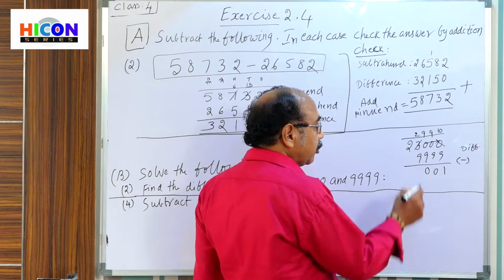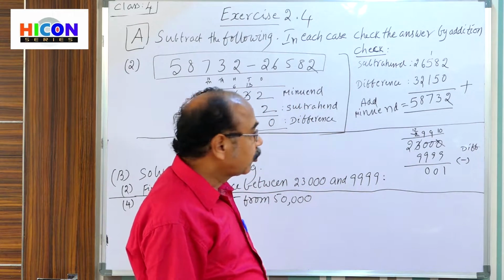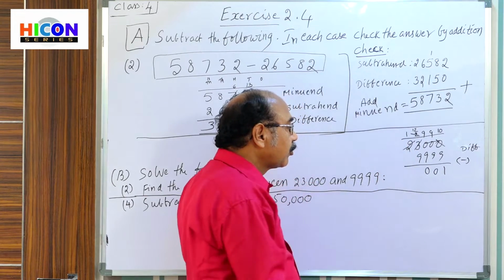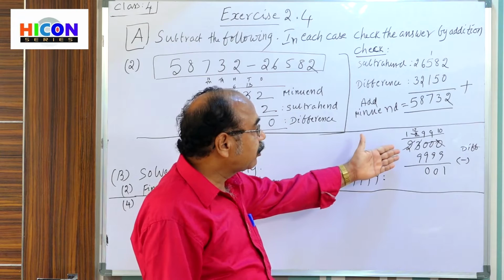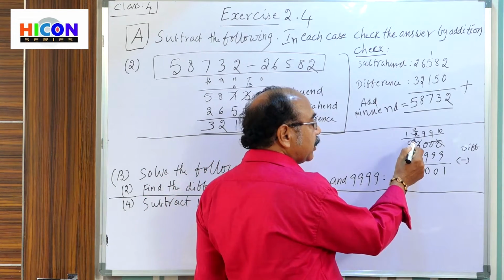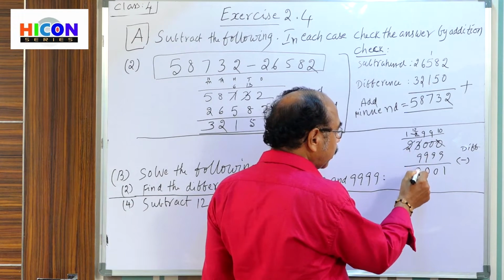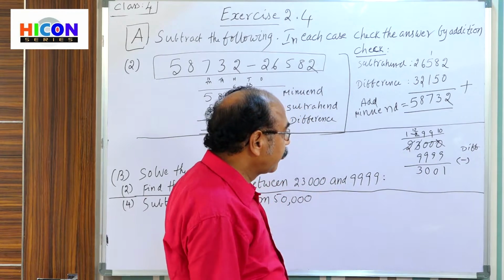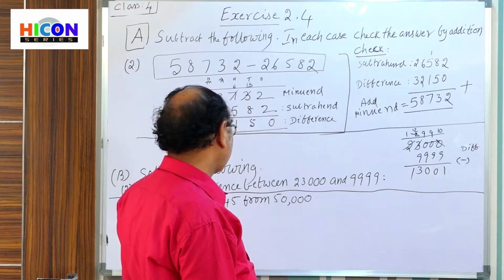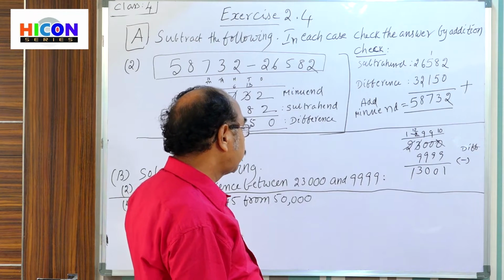Borrow is 10. So 10 plus 2, 12. 2 gave borrow, that's why I strike off 2, 2 becomes 1, because 2 has given borrow. Here borrow taken, that's why 2 becomes 12. 12 minus 9, here how much? 3. Here 1 is there. Okay, 13001. That is the difference.